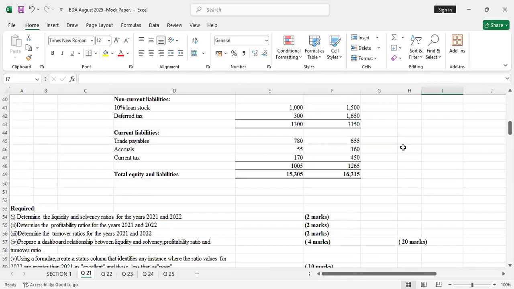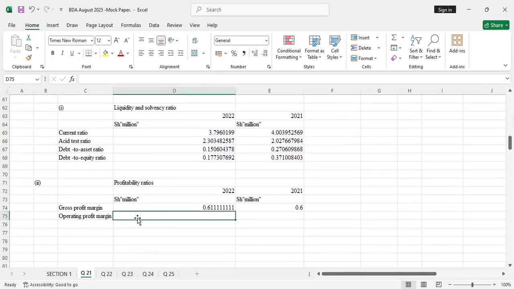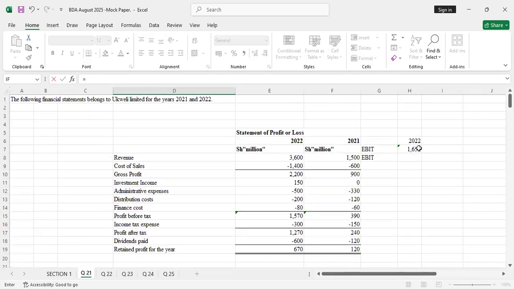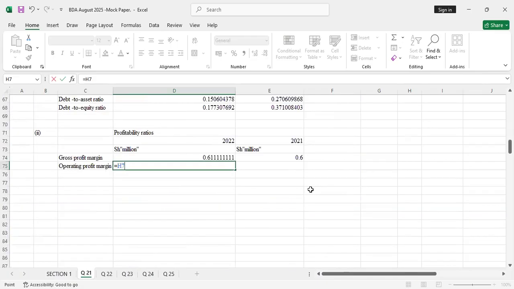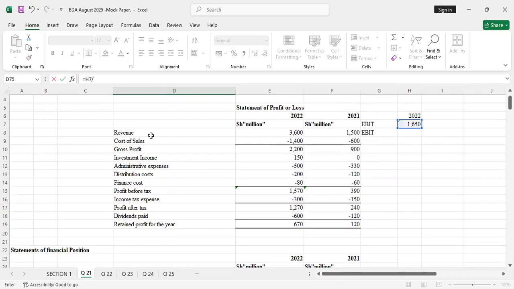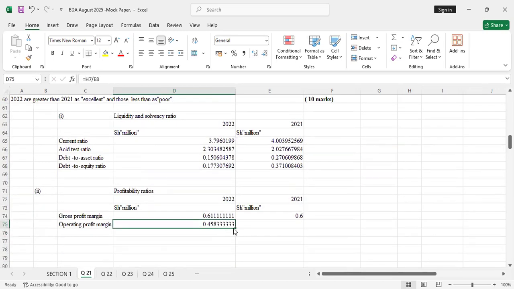For revenue, because you divide it by revenue, just come back here and say equals to the value that is already calculated, 1650. You divide by the revenue. Our revenue was 3600. So you enter. Once you are done with that, you drag for 2021. Let me undo that. When you drag, it's giving me 0.